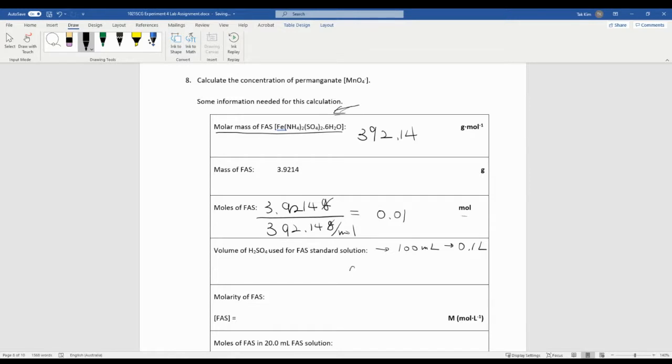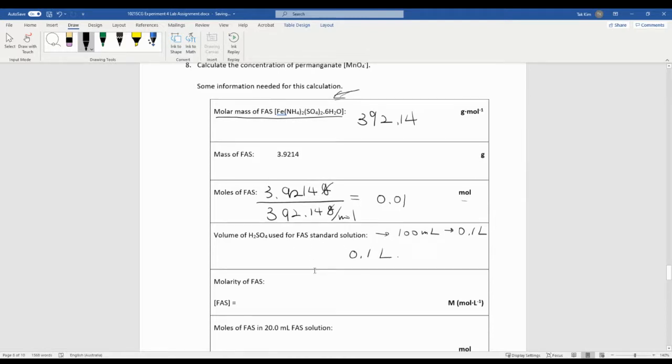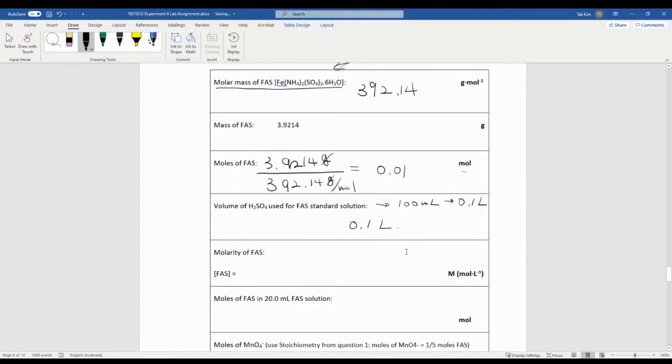So I will write that it is 0.1 liter, right? So that's going to be your volume. Now it is asking for molarity. Again, molarity, which is large M or moles per liter. So you need to find the number of moles and then the volume. Number of moles right over here, and then volume right over here. So we have enough information to calculate the molarity of your standard solution.